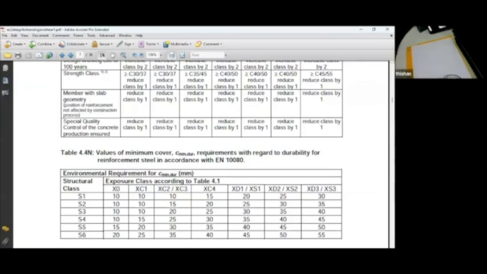Is that clear, Bandhugal? Yes, sir. That is clear, sir. That is clear, right? Yes. Right. So now I think you can have a good idea how to use this table.